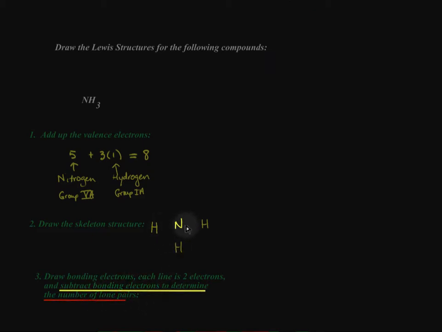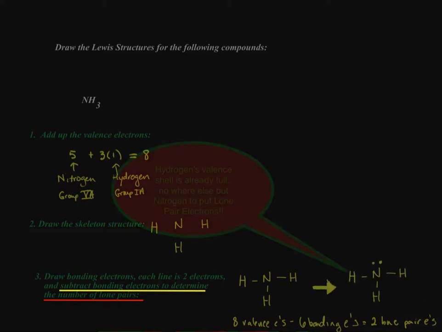Okay, so each of these needs one bond in between them. So 2, 4, 6, the total of 8 valence electrons minus the 6 bonding electrons. 8 valence minus 6 bonding gives me 2 lone pair electrons. The only place that really can house those lone pair electrons is nitrogen.